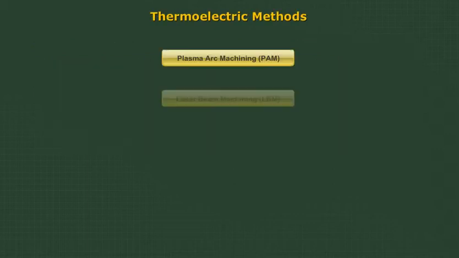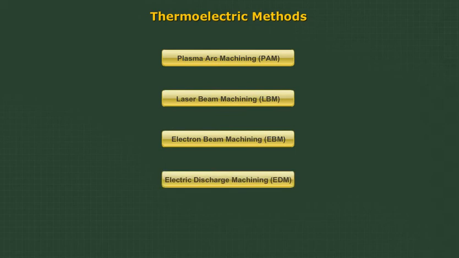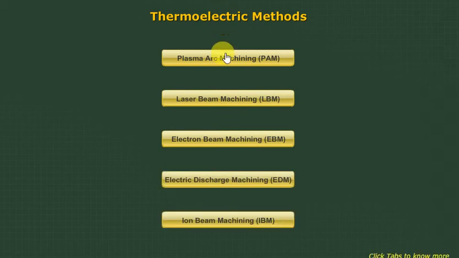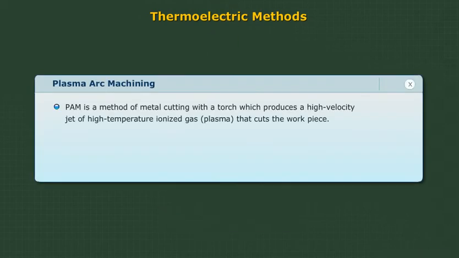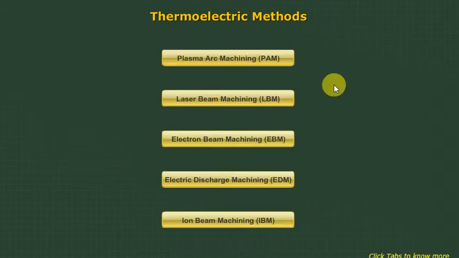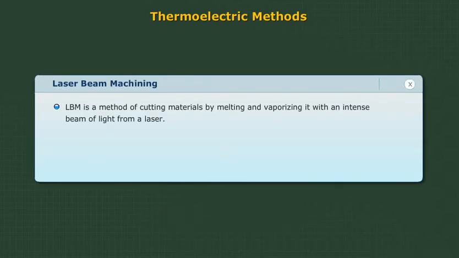Now, we are going to see the different types of thermoelectric methods. Plasma arc machining is a method of metal cutting with a torch which produces a high-velocity jet of high-temperature ionized gas, plasma, that cuts the workpiece. Laser beam machining is a method of cutting materials by melting and vaporizing it with an intense beam of light from a laser.